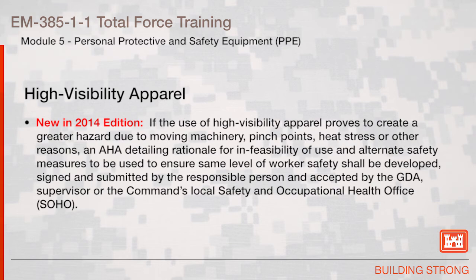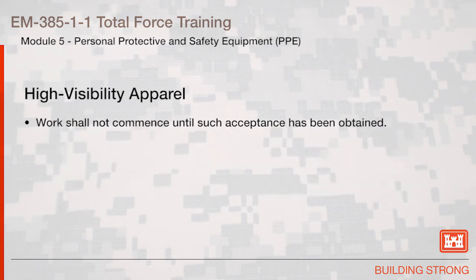Also new in the 2014 edition, if the use of high visibility apparel proves to create a greater hazard due to moving machinery, pinch points, heat stress, or other reasons, an AHA detailing rationale for infeasibility of use and alternate safety measures to be used to ensure the same level of worker safety shall be developed, signed, and submitted by the responsible person and accepted by the GDA, supervisor, or the command's local safety and occupational health office. Work shall not commence until such acceptance has been obtained.